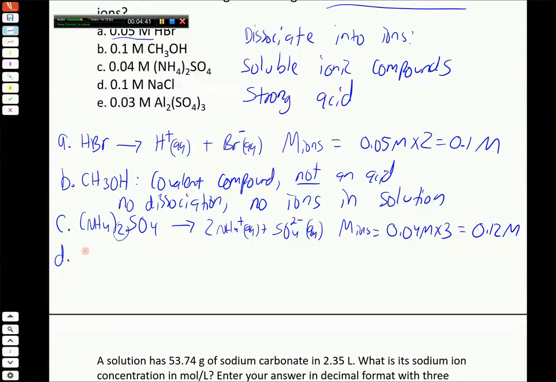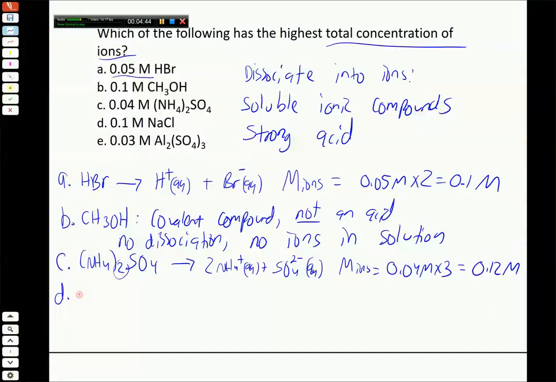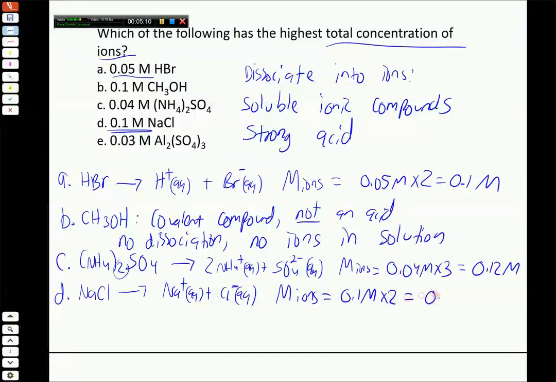Choice D is also a soluble ionic compound, NaCl. We should recognize that all sodium compounds are soluble. And when we dissolve this in water, we get Na plus and Cl minus, 1 of each. So again, we get 2 moles of ions separating in solution for 1 mole of compound. So the concentration or molarity of all the ions in this solution is 0.1 molar, which is the concentration of the sodium chloride, times 2, or 0.2 molar. So far this one's our highest. And then finally, choice E, aluminum sulfate.